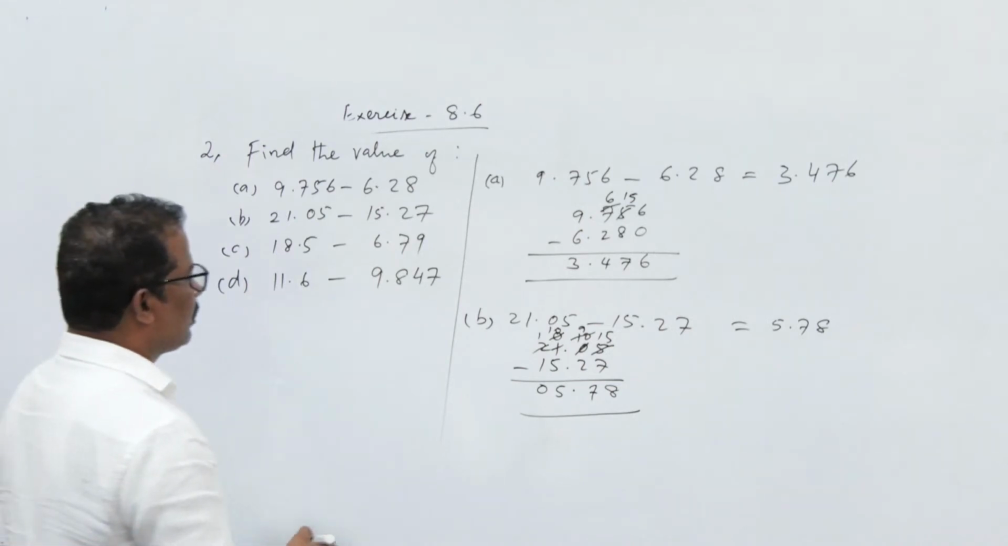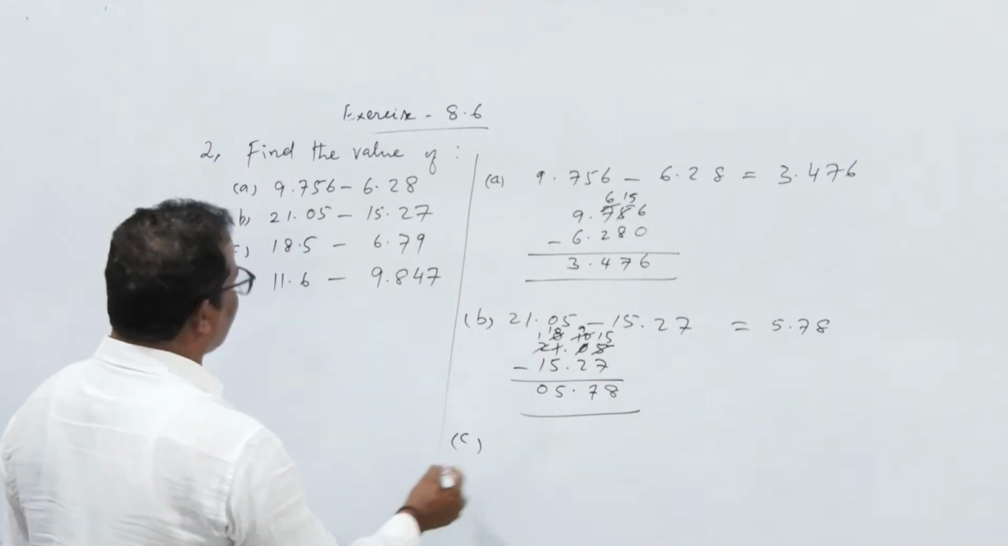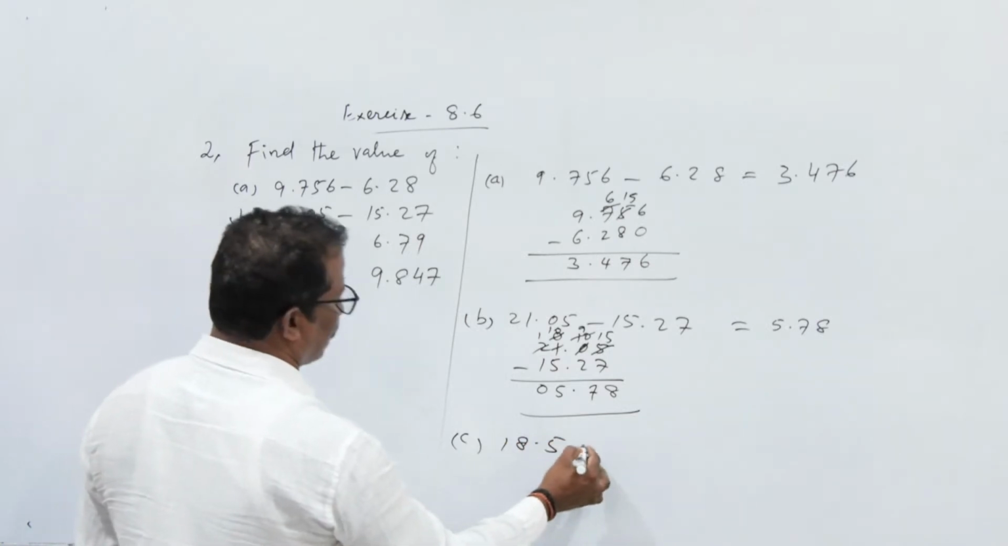See the next question, that is C question, that is 18.5 minus 6.79.